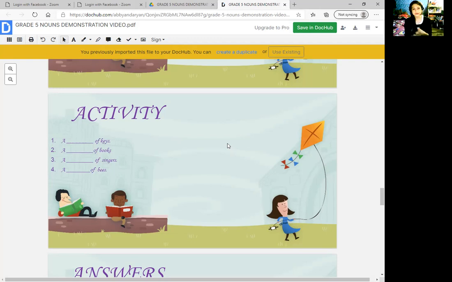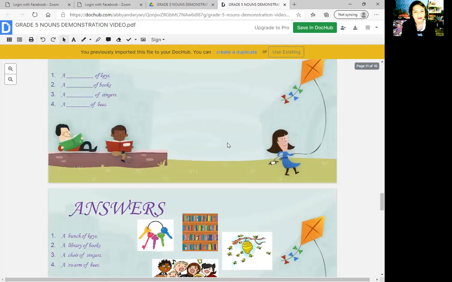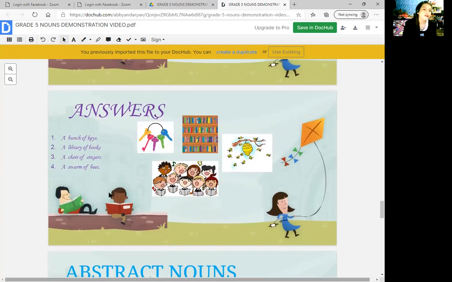Okay, so I'm sure that you already have your answers ready. So we're gonna go ahead now and reveal our answers. There you go. All right. So we have a bunch of keys, a library of books, a choir of singers, and a swarm of bees. Okay, so again, I know that it's a very easy peasy squeezy activity, and I'm pretty sure that all of you got your answers correctly.